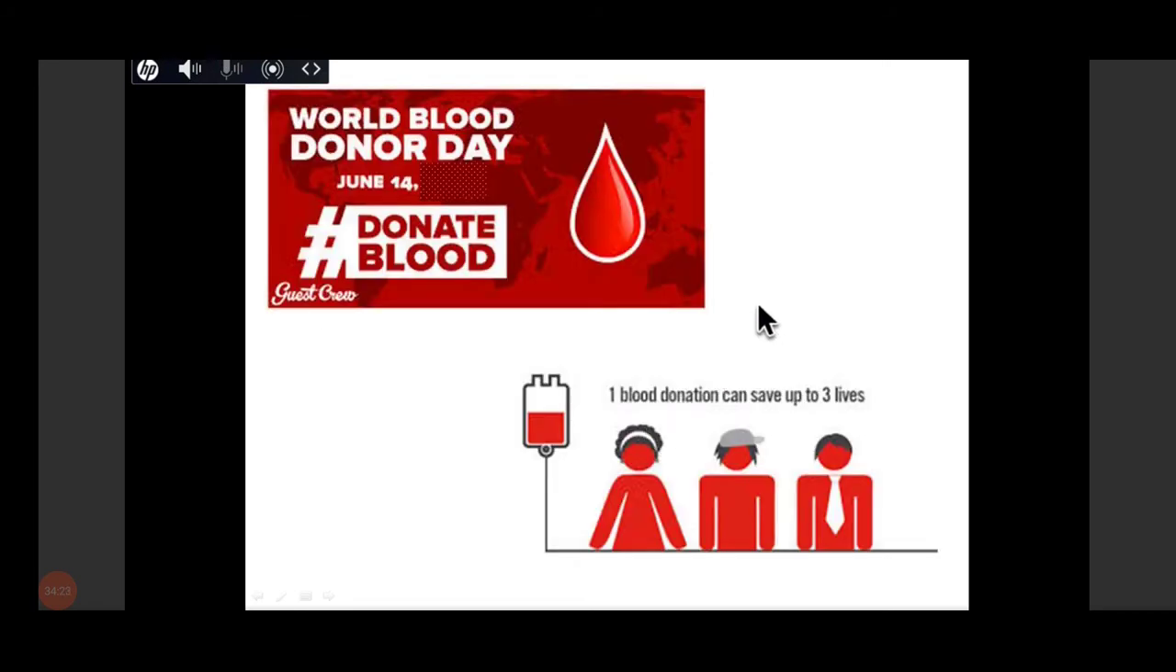That is apheresis. Okay, so World Blood Donation Day is June 14, and it's coming soon.